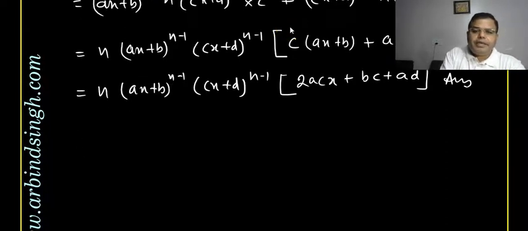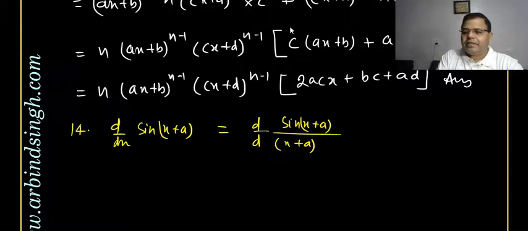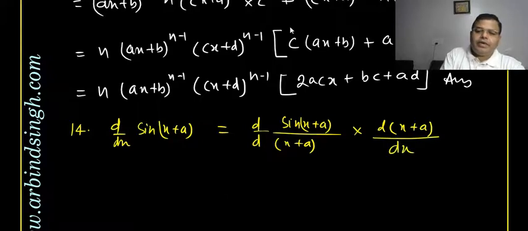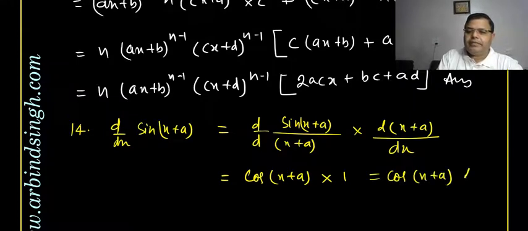Question number 14: we have to find dy/dx of sin(x+a). If in this there is x plus a, then we write the derivative of sin x with respect to this, which is cos x, times d(x+a)/dx. So the derivative of sin x is cos x, but in place of x there is x plus a, and the derivative of x is 1 plus the derivative of a, which is 0, so 1. So the answer is nothing else but cos(x+a).